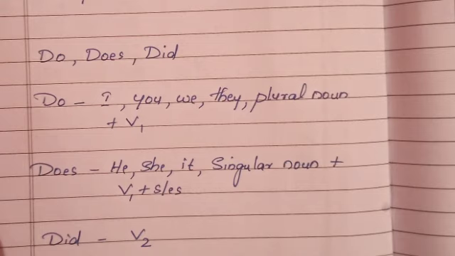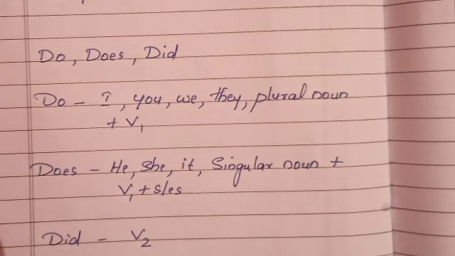And in an easy way we can find, if the verb is in first form, that is V1, use do. If along with the verb there is S or ES, that is V1 plus S or ES, take the form of does. And if the verb is in past tense, then take the form of did. Is it clear, children? It is very easy to find out.